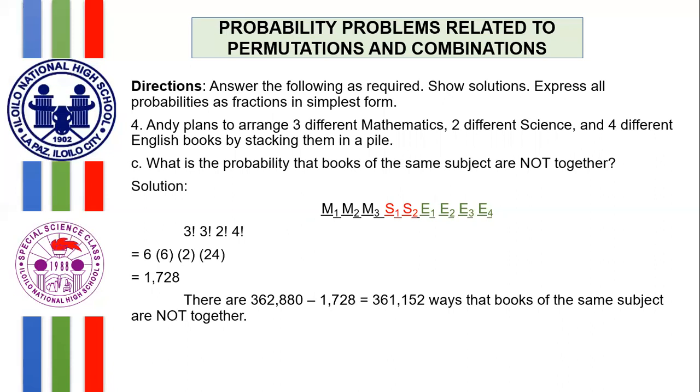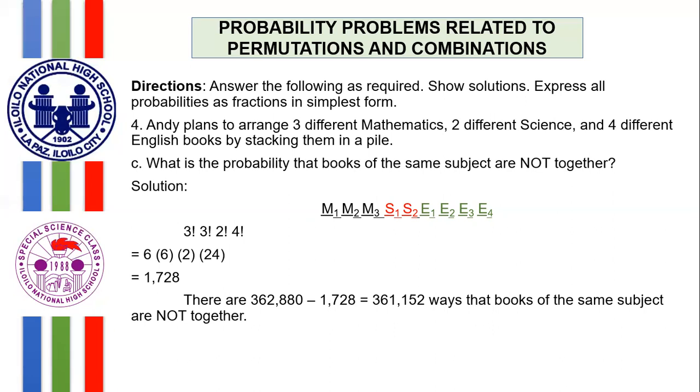However, we are after the not together. So for such, remember that there are 362,880 ways in all to arrange all of these books, and that there are 362,880 minus 1,728, or 361,152 ways that books of the same subject are not together.